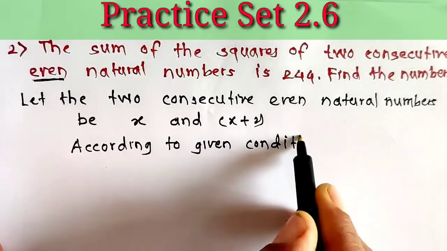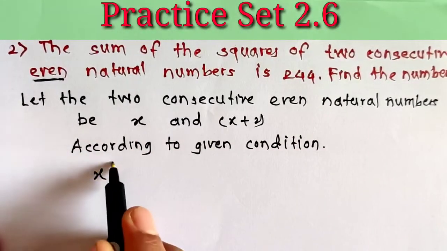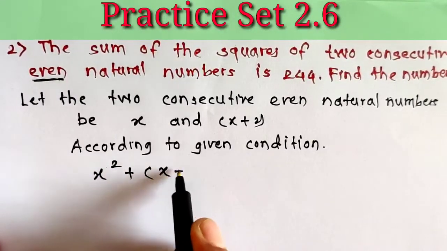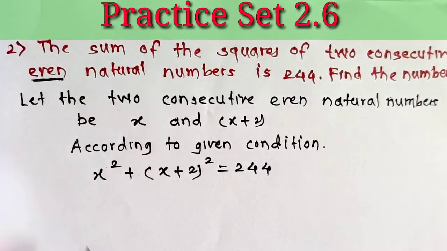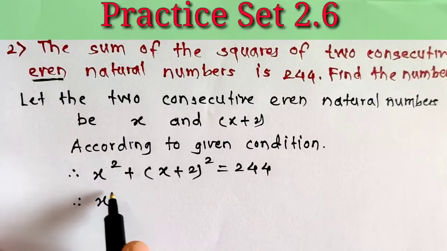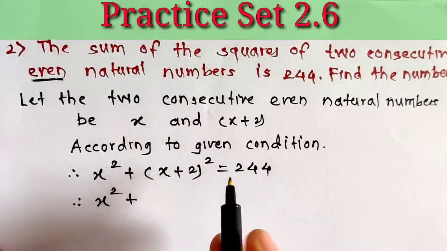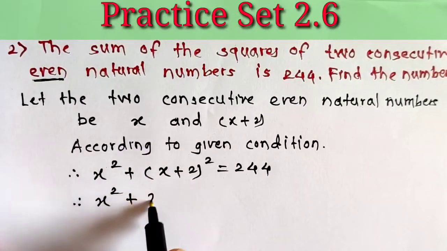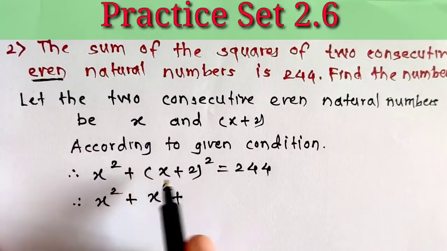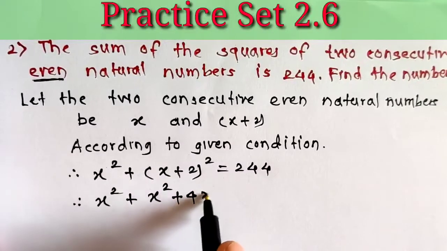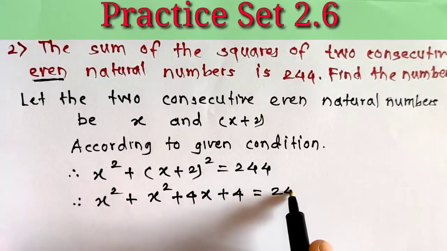Sum of the squares of these two numbers. So the first number squared is x square plus the second number squared, x plus 2 bracket square, is equal to 244. Now squaring, we get x square plus, here we have to use the formula, a square plus 2ab plus b square. So a square means x square plus 2 into ab. ab means x into 2, 2x, twice of that, that is 4x, and plus b square means 2 square is 4. So it is 244.